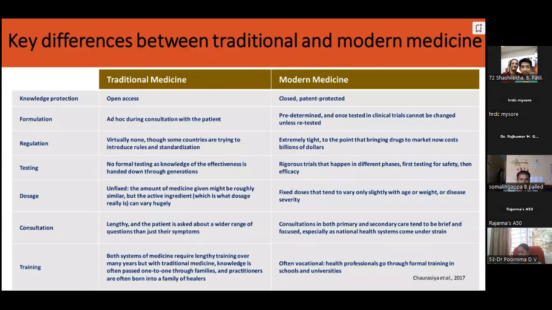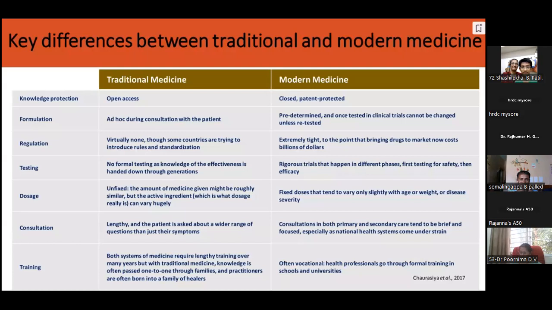no formal testing, as knowledge of effectiveness is handed down through the generations. That means here we are not going to test the formulation that is done, but nowadays even they are also being subjected to various testing. But in case of modern medicine, there are rigorous trials that happen in different phases. First testing for safety, then for efficacy. Even the dosage, it always varies.